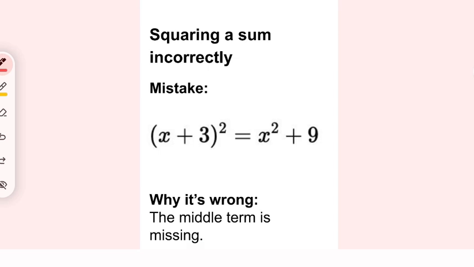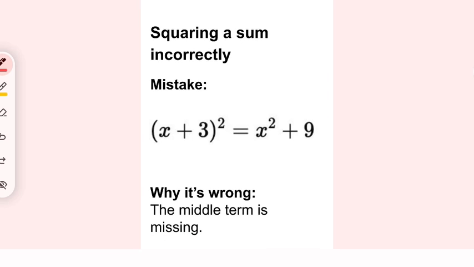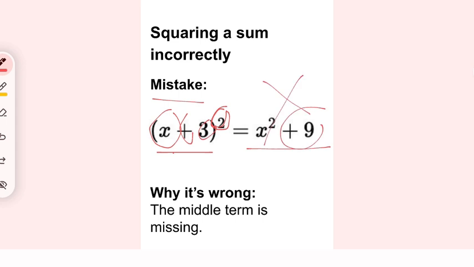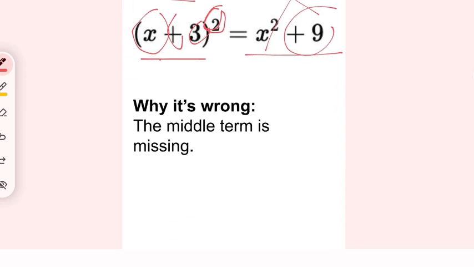Okay, here's another math mistake, and it is squaring a sum incorrectly. For example, here we have x plus 3 inside the parenthesis, and then you square it. And it is a mistake. Why? Because you are squaring x, and then you add the square of 3, which is 9. And this is actually wrong.